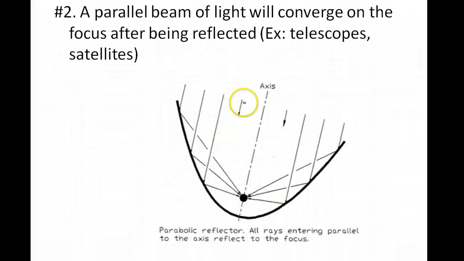The second property is going the reverse direction. If parallel beams of light are coming in, parallel to the axis of symmetry here, they will hit the parabola and then reflect and converge and all meet at the focus here, right? Examples of this are telescopes and satellites. This is called a parabolic reflector. All rays entering are parallel to the axis and they reflect and meet at the focus. So that's how you take in data if it's coming into a satellite, for example.